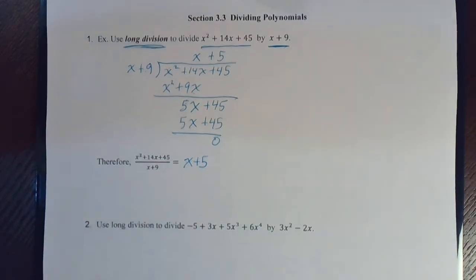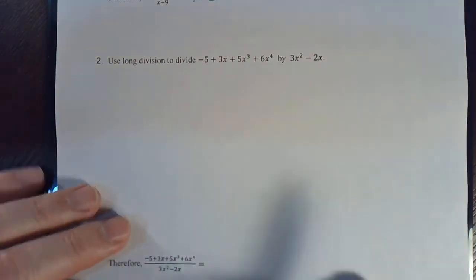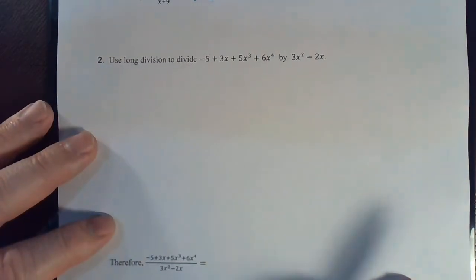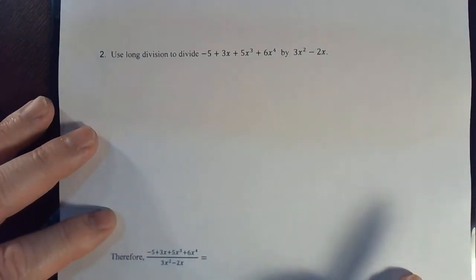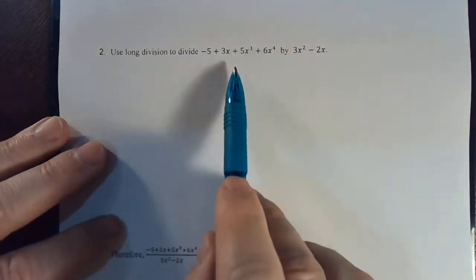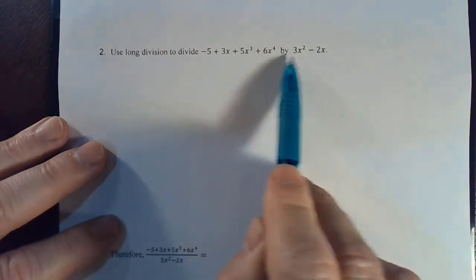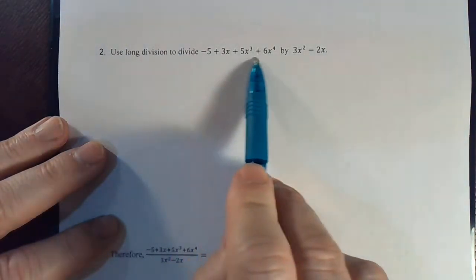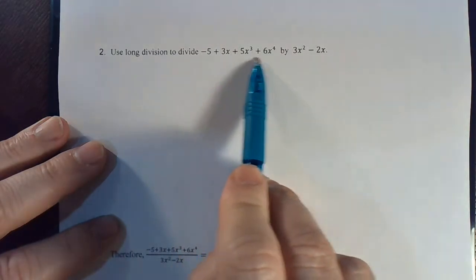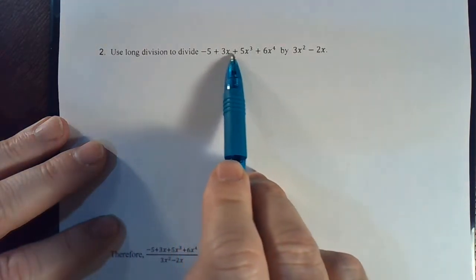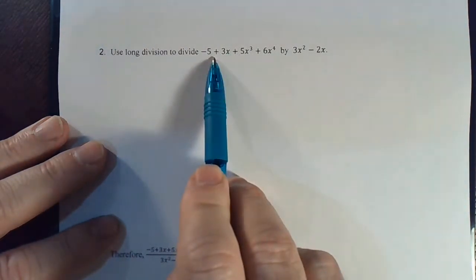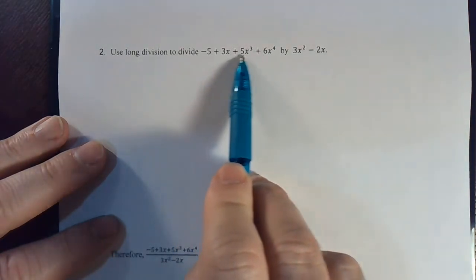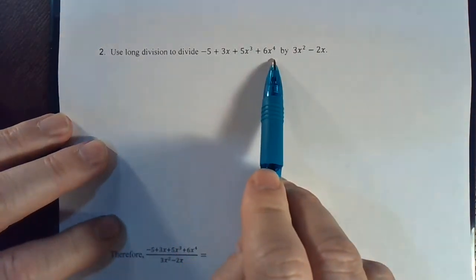Now let's do it with a little tougher one. If I'm not mistaken, we'll get a remainder out of this one. So use long division to divide this polynomial by this polynomial. Now notice this one is not written in standard form. We don't have descending exponents. So we need to write it correctly when we do the division.